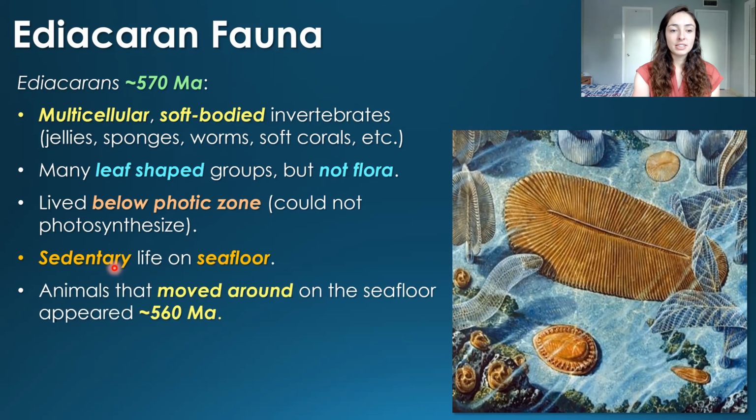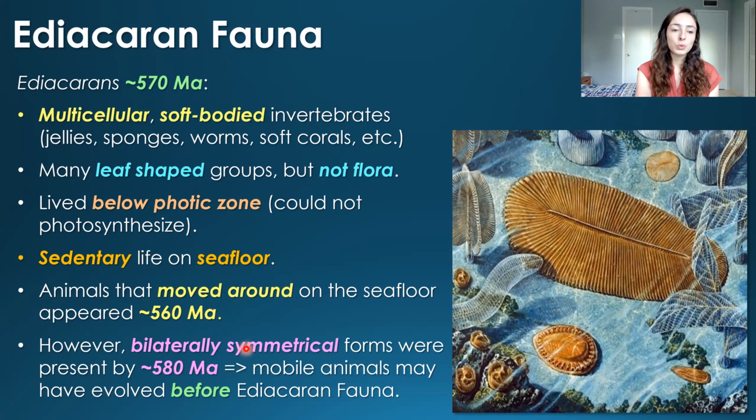They lived a sedentary life on the seafloor, and animals that moved around on the seafloor appeared around 560 million years ago. So in geologic time, it seems pretty quick that they went from sedentary to movement, but 10 million years is a long time. However, bilaterally symmetrical organisms were present by 580 million years ago, before the Ediacaran fauna even started their major reign. And so these 580 million year old bilaterally symmetrical organisms may have been mobile and represent early mobile animals rather than waiting till 560 million years ago to evolve movement.